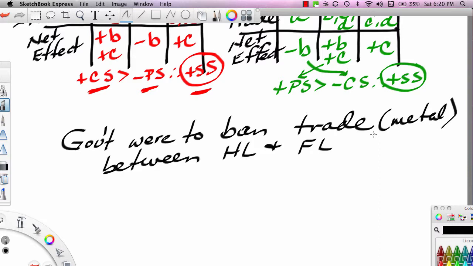Now you could do the same thing for hillland and flatland concerning grain, but let's just think this through. If there's a ban on trade, how would that impact hillland, who is exporting metal? Well, hillland, the exporter, would find that its producers lose more than its consumers gain, and therefore there would be a loss of societal surplus.